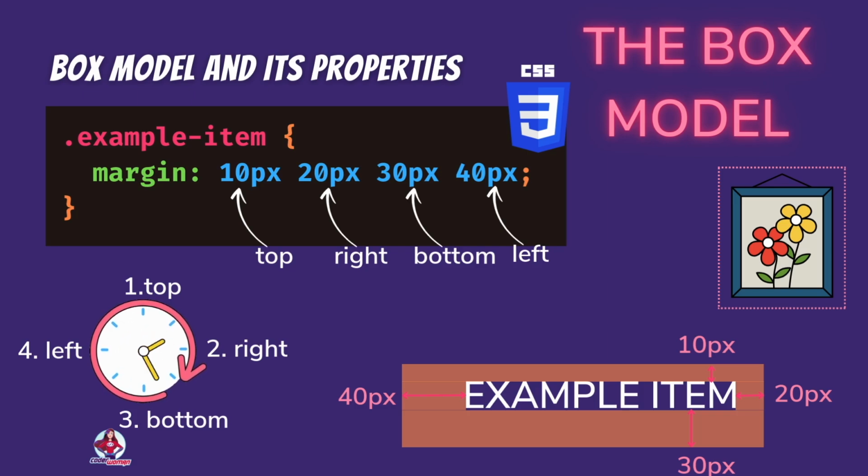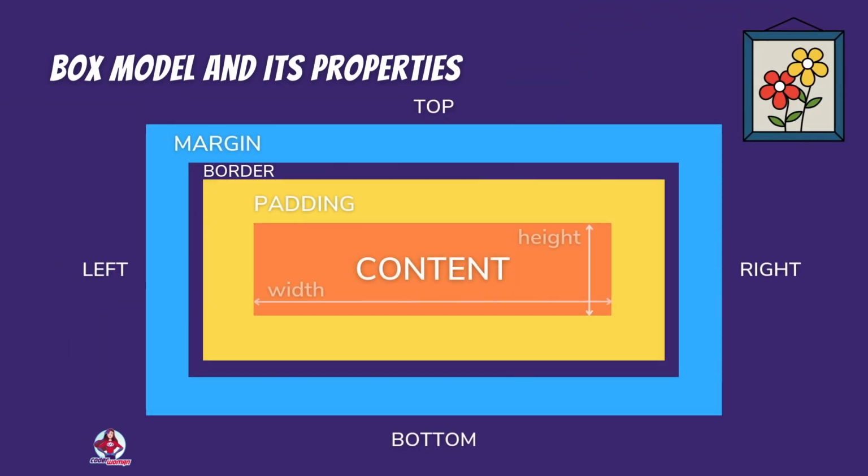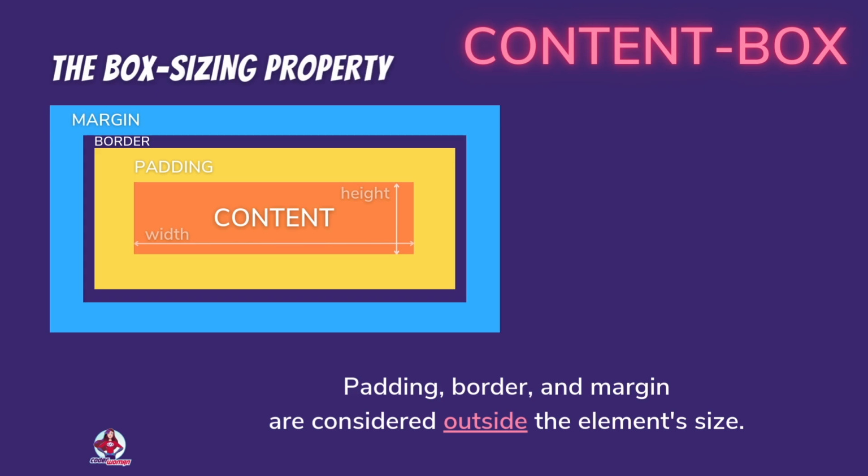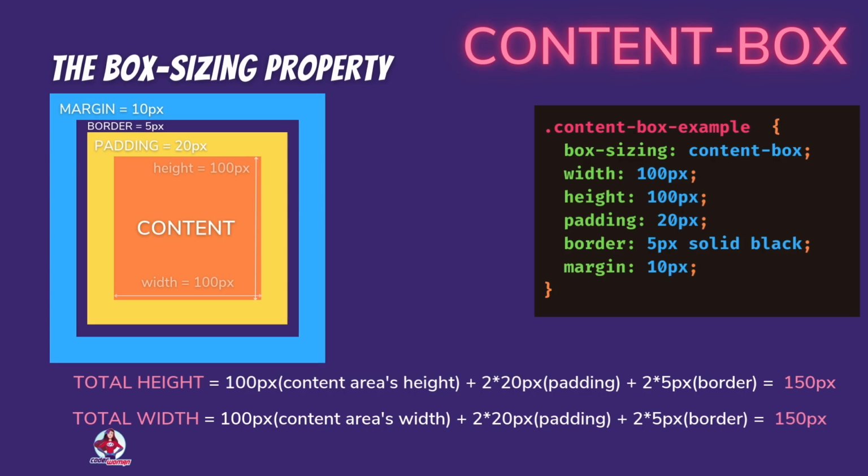Now that we've explored the box model's different layers, let's learn about the box-sizing property in CSS. It helps you control how the size of an element is calculated. There are 2 main options: content-box and border-box. With the content-box, the element's size is based only on the content area. Padding, border, and margin are considered outside the element's size. This is the default behavior in CSS, but it's a little unpredictable and harder to control element sizing with it.